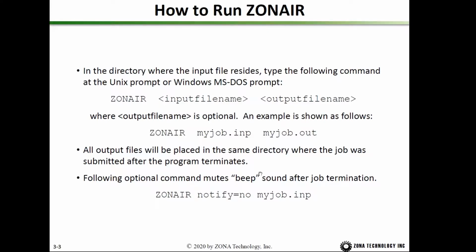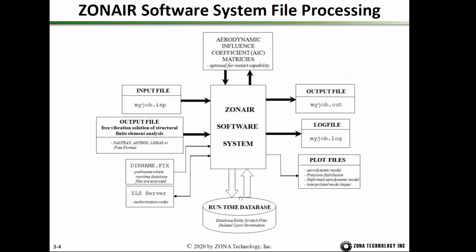When a ZONAIR job finishes without any error, you will hear one beep. If ZONAIR encounters some errors, you will hear two beeps. If you don't want to hear the beep, you type ZONAIR notify equals no, and then you will not hear the beep.